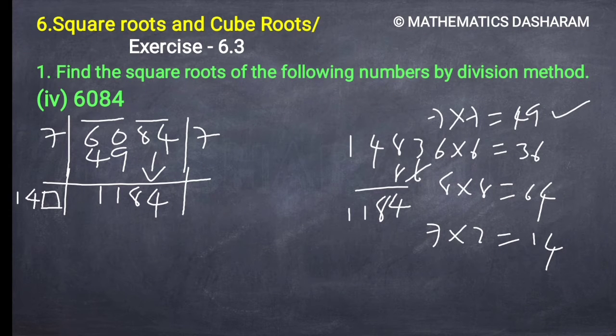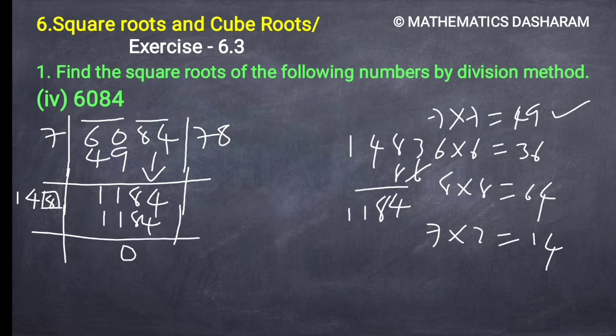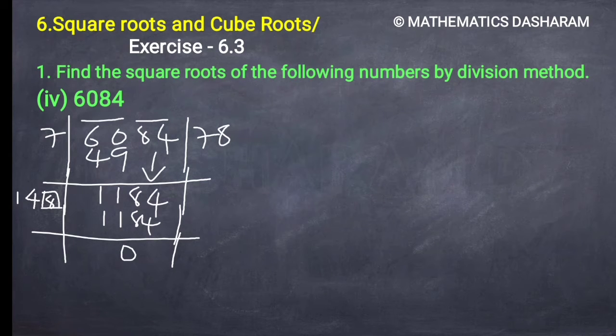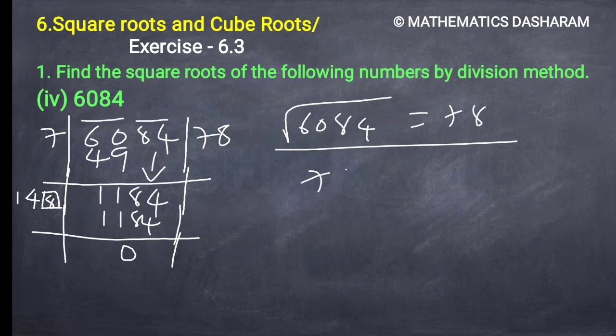So the suitable digit is 8. So 148 into 8 equals 1184. So the remainder is 0. Therefore the square root of 6084 equals 78. Let's verify our answer.